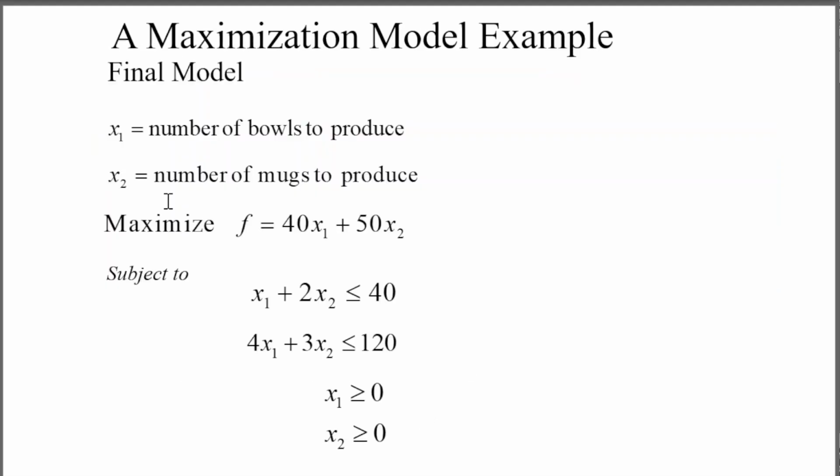So here is the final maximization model that needs to be solved. To solve this problem, we use different methods such as simplex method, graphical method, branch and bound method, branch and cut method. But since this is a very simple problem and involves only 2 decision variables, this type of problem can be solved using graphical method.